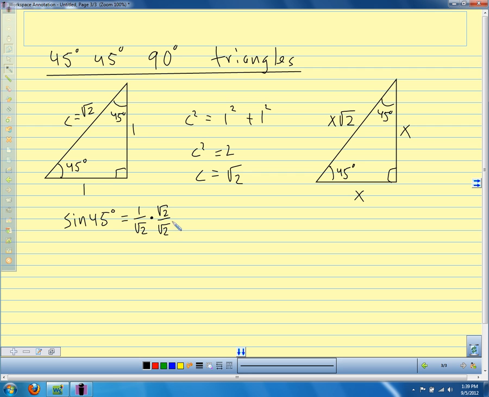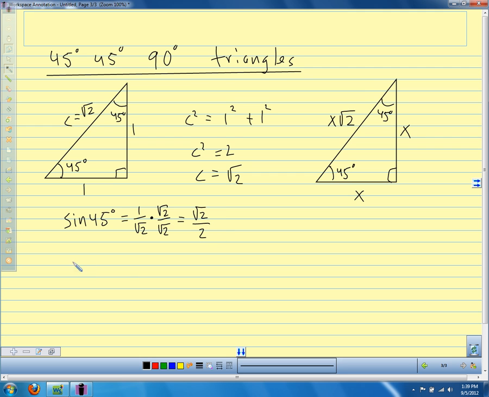But what this lets us do is write 1 times the square root of 2 is square root of 2. Square root of 2 times the square root of 2 is 2. So the sine of 45 degrees is the square root of 2 over 2. No matter what length the sides of the triangle are, the sine of 45 degrees is square root of 2 over 2.